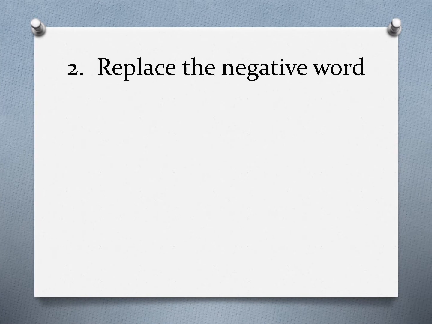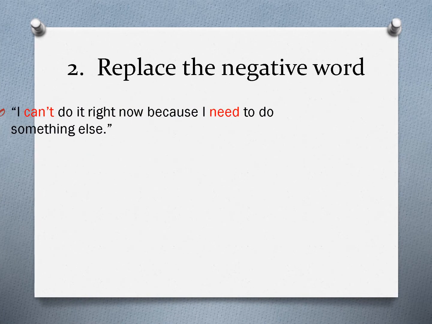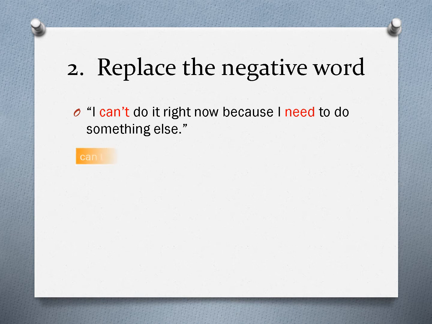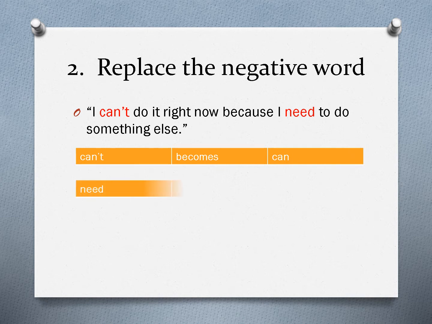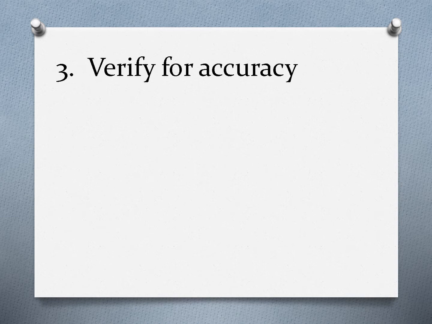So we'll replace the negative words, and we'll replace can't with can, and need to with want to or would like to. So now we plug in our words and we verify it for accuracy. So I changed can't to can and need to to want to. I can do it, but first I want to do X.